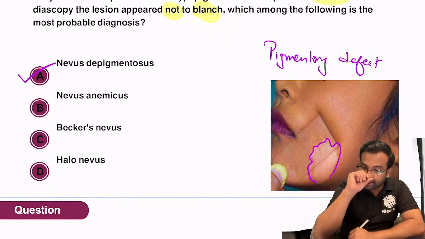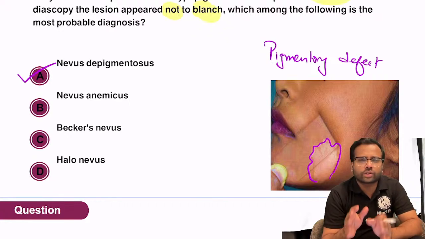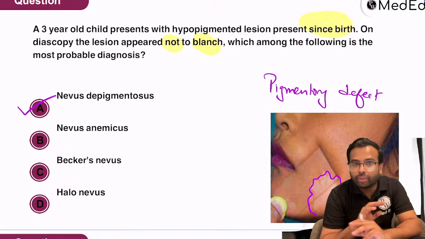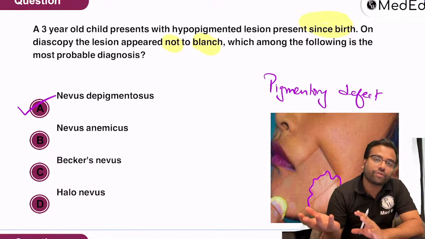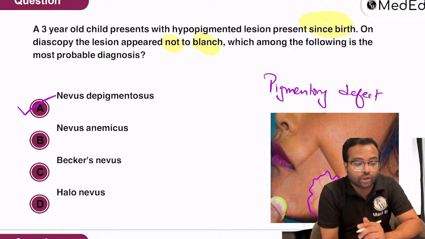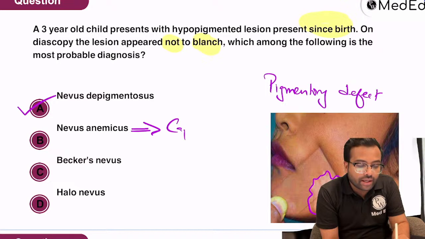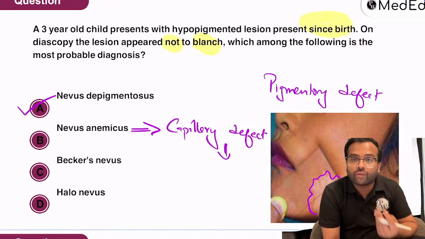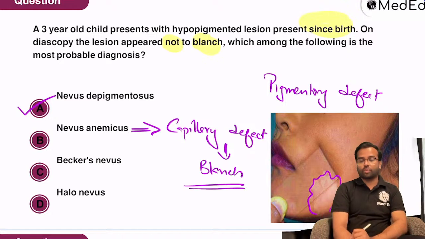Okay, Ishfaq is answering it right, Dr. Dharmesh as well. But whoever has got it wrong, no need to feel disheartened. It is all fine. So please remember, if there is no blanching, then it should be a pigmentary defect. Pigmentary defect means it should be nevus depigmentosus. Whereas since many of you said nevus anemicus, anemicus is going to be a capillary defect. And if it was a capillary defect, what is our expectation? Our expectation is that this lesion should blanch on diascopy.